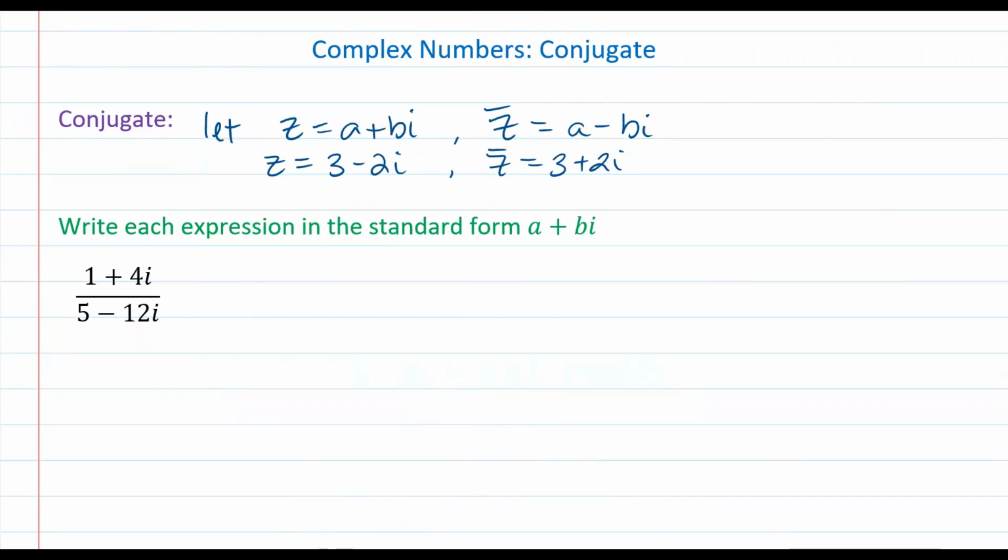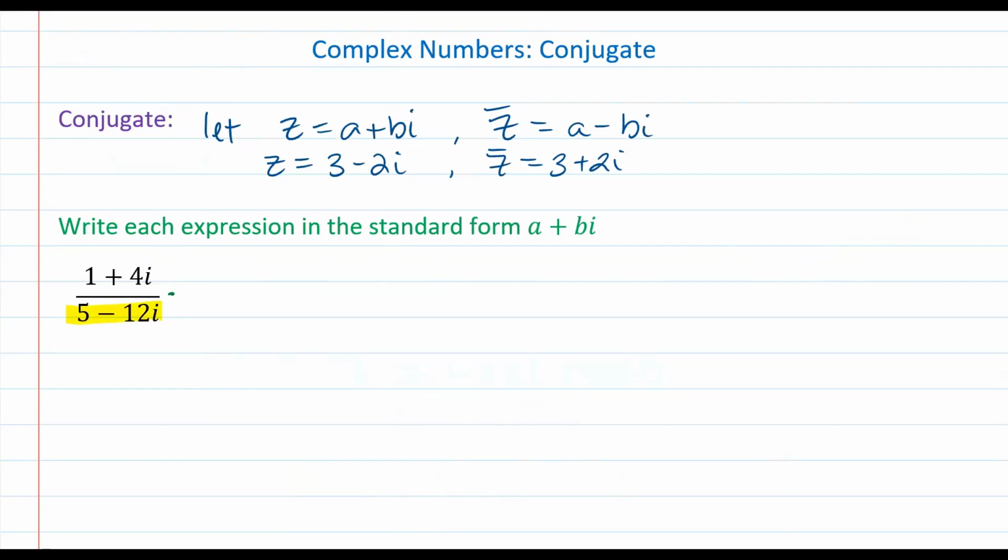All right, so how we use this is that we're going to take the number 1 plus 4i over the number 5 minus 12i. And we need to rewrite this in the form of a plus bi. To do that, we need to rationalize the denominator. What we notice is that the denominator is actually imaginary, and so we want to turn this into a rational number.